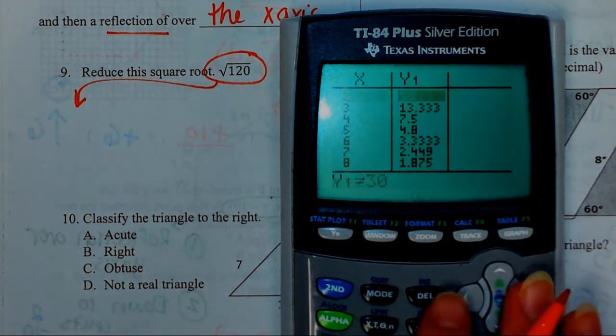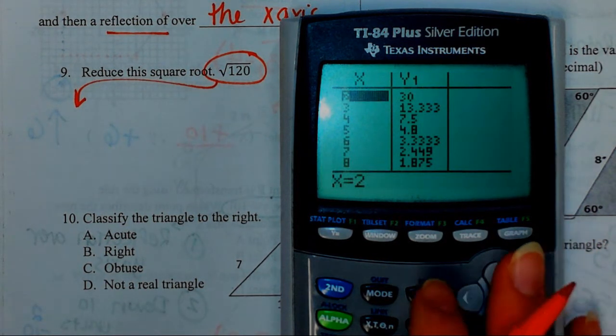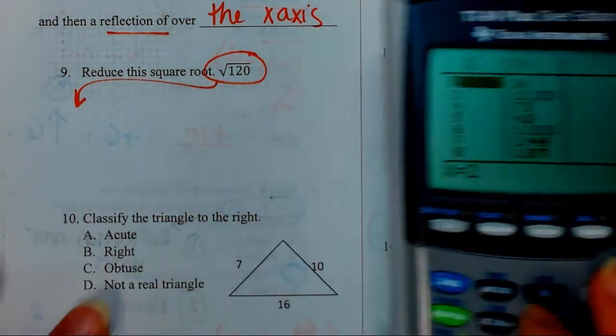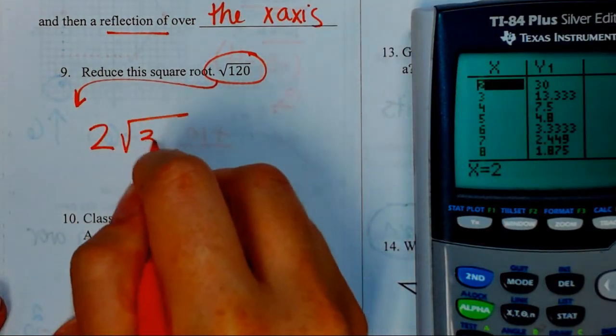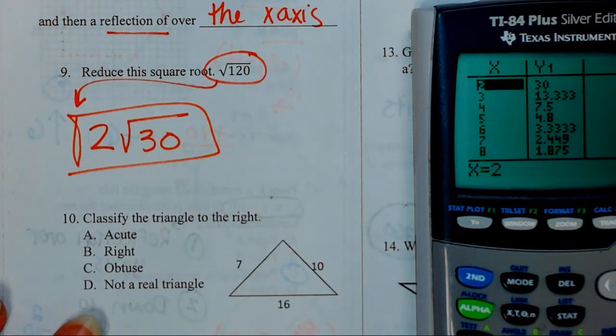This was the last whole number in the y column. So the pair is 2 and 30. When you have that, 2 is going to go outside the square root, and 30 goes in the square root. That's your reduced square root.